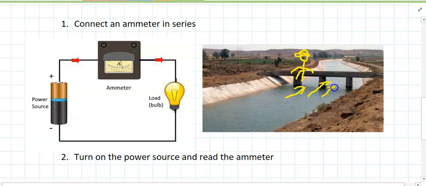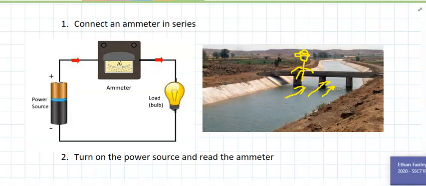At the moment, it doesn't seem to be moving very quickly, so this might measure a low current. But if this river started flowing really quickly, maybe there was a storm upstream and lots of water started flowing down really quickly, and it became a rushing rapid, then that would be like a high current. And you, as the ammeter, would measure a higher current.